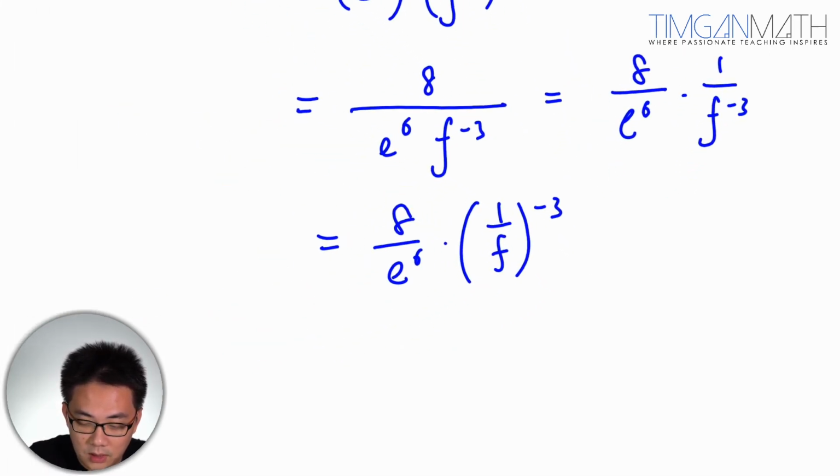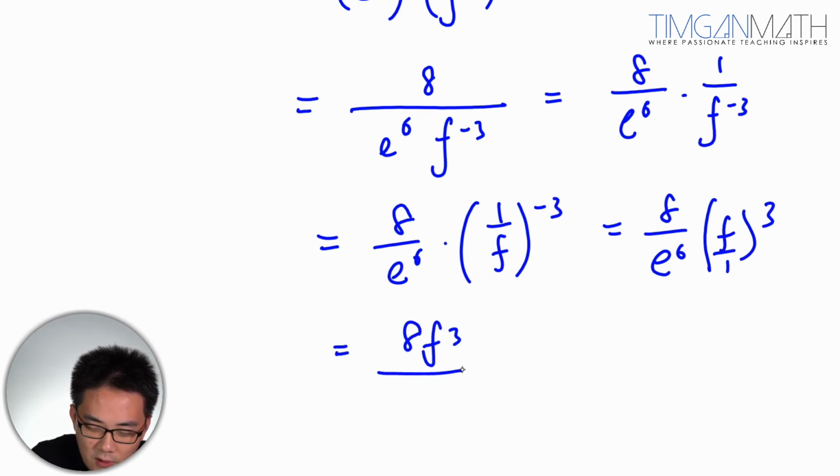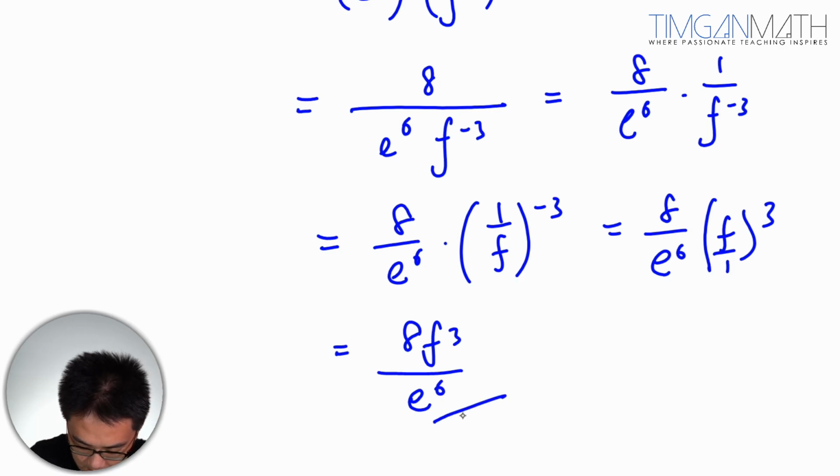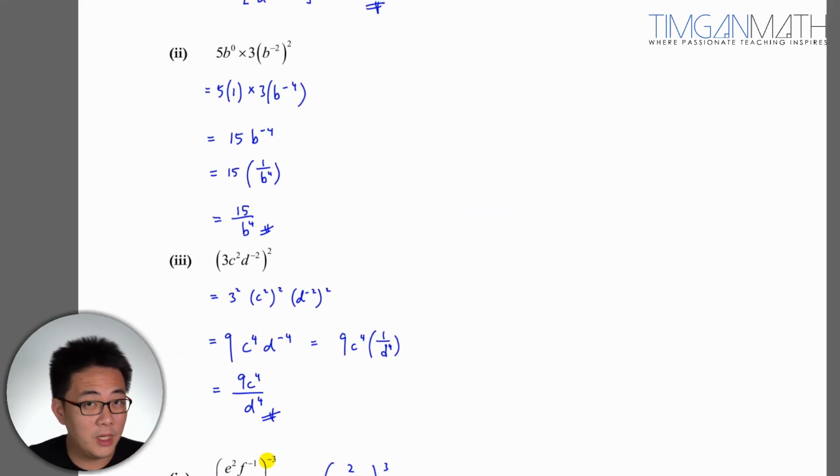So this is the case here. What we can do is this negative sign inside will be e to the 6 over f to the 3. And this will be 8 f to the 3 over e to the 6. So this is how we do this question here proficiently. Now, any question or comments, please do let us know. Keep practicing, and I'll see you in the next question.